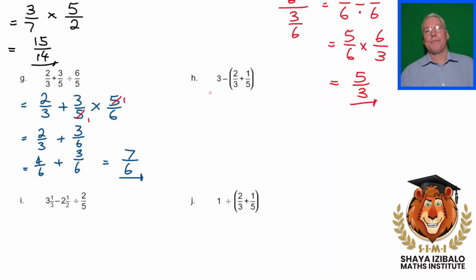All right, let's look at H. H has got some brackets, so we've got to do the stuff in the brackets first. We want to add 2/3 and a 1/5. Now they're different things. These are thirds, these are fifths. What do 3 and 5 both go into? What's a common multiple? In fact, 15 is a common multiple.